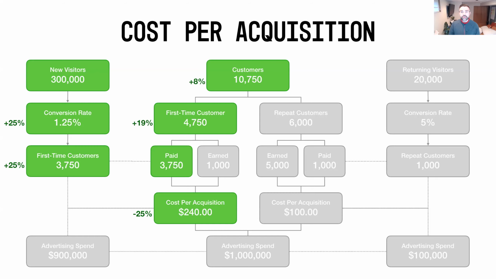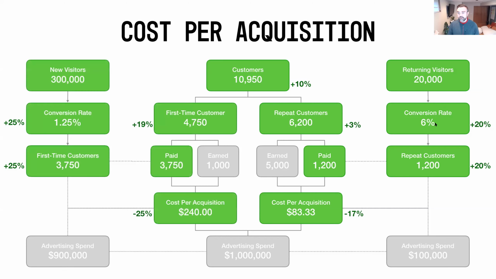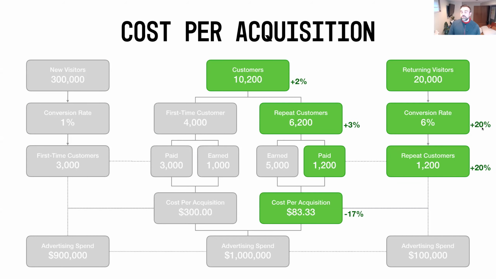Similarly, on the repeat side of the equation, let's take a similar example. Imagine we had our 20,000 returning visitors, and previously the conversion rate was 5%. Now if we look at 6%, that's an extra 20% on the conversion rate, or 1,200 repeat customers versus the 1,000 we had previously. As you do the math, that extra 200 repeat customers flows through to 1,200 paid, 6,200 repeats, and 10,200 overall customers. That's 2% more customers by simply tweaking the conversion rate on that funnel. And the cost per acquisition goes down by 17%. It's calculated by taking your advertising spend, holding it constant at $100,000, and dividing by your 1,200 repeat customers to get an $83.33 cost per acquisition.